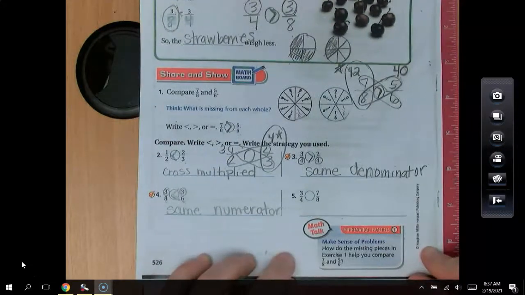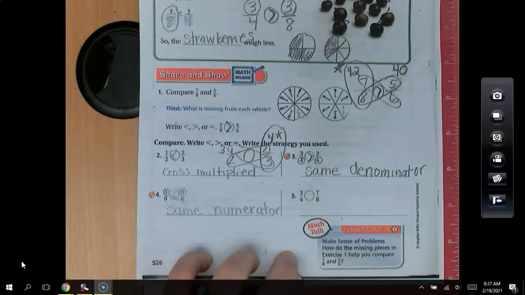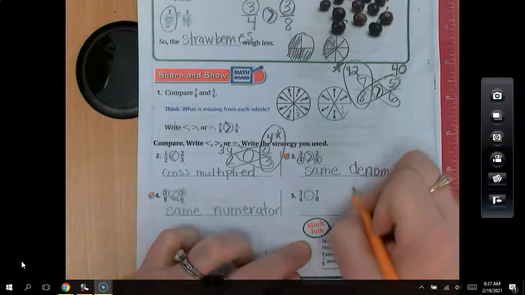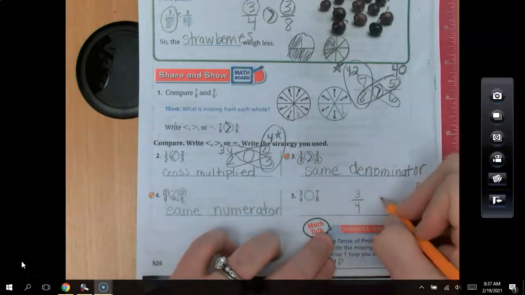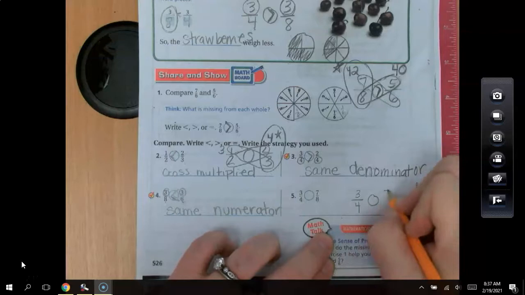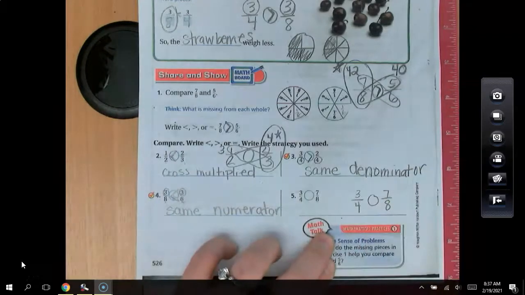Okay, let's look at number 5. Okay, number 5, do you see anything that's the same? Look at your numerators. Nope, they are not the same. Look at your denominators. Nope, they are not the same. Now, we can use the missing pieces strategy, which means you could draw your picture and see the missing pieces, okay? Or we could do what you're all great at, which is multiply. We could cross multiply. So that's what we're going to do, boys and girls. Again, I like to rewrite my fractions when the numerators nor the denominators are the same, okay? So I like to rewrite my fractions.